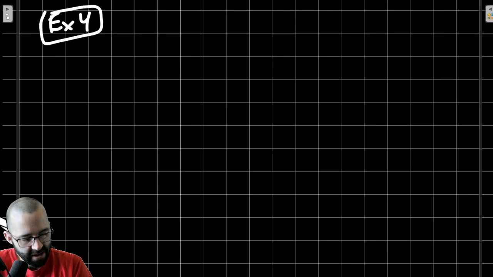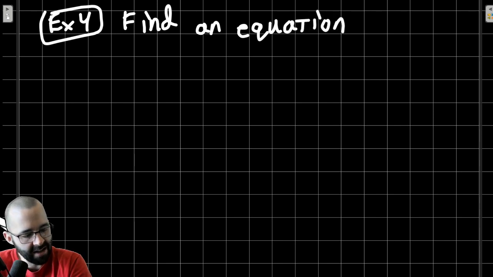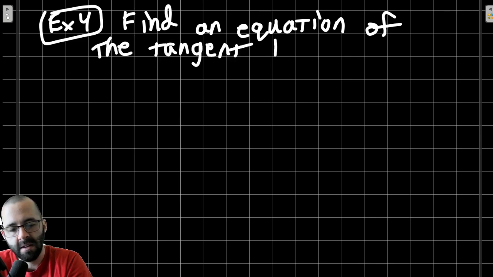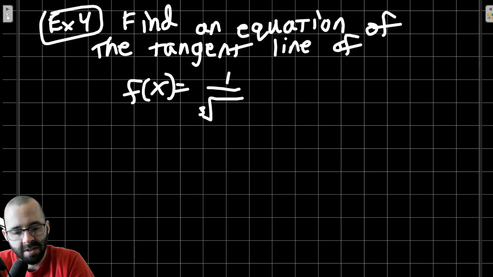All right. Find an equation. Remember, there are multiple ways to write an equation. So let's say find an equation of the tangent line of f of x is equal to 1 divided by the cubed root of x at x equals 1.